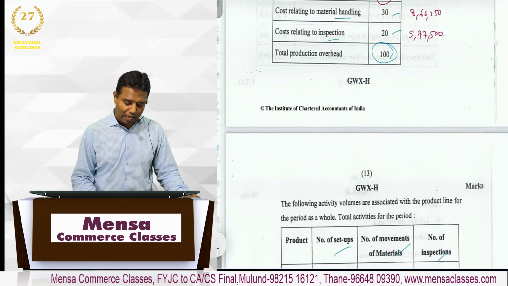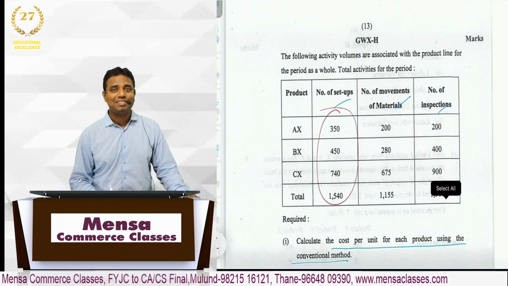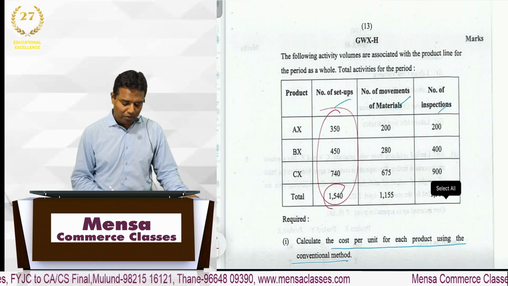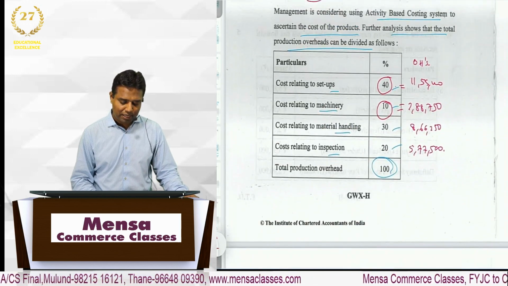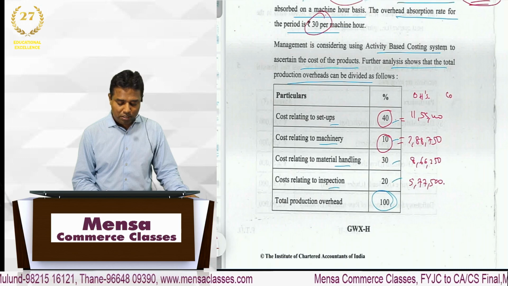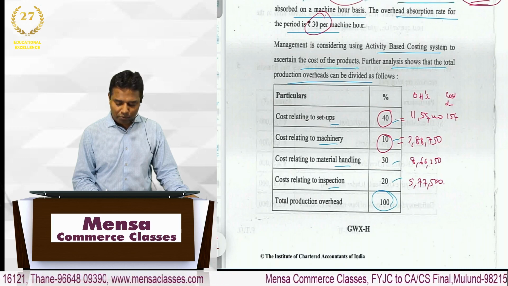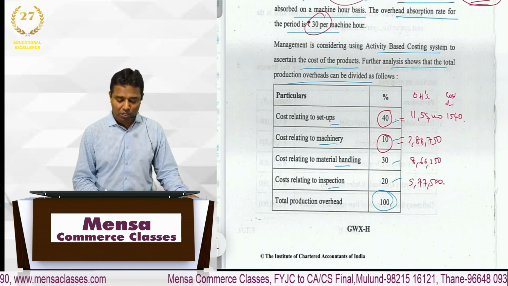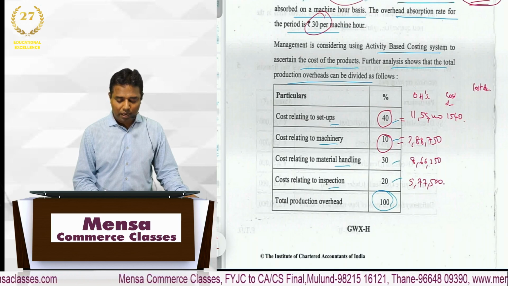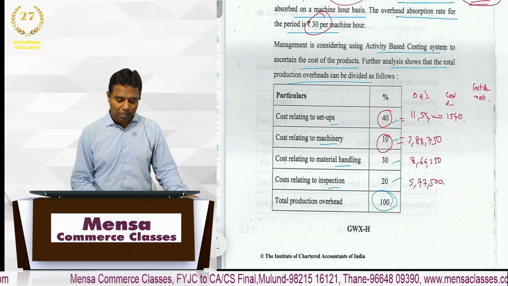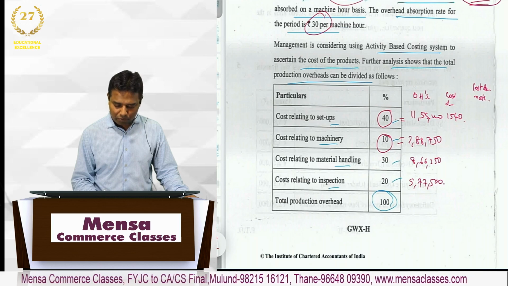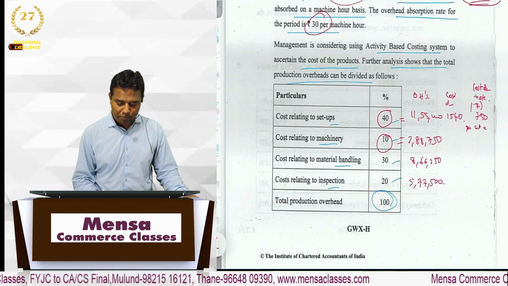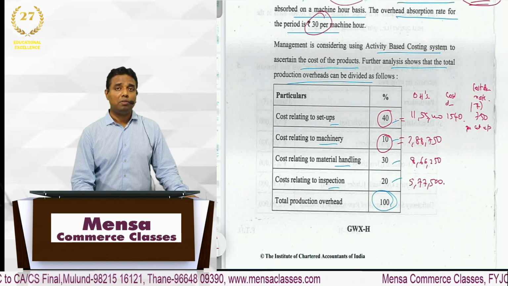Right? Now, this is your overheads, and we have the cost driver volumes. So 1540 is the cost driver volume for setup. So divide 11,55,000 by 1540, and you will get the cost driver rate: rupees 750 per setup. 750 per setup will be the value.